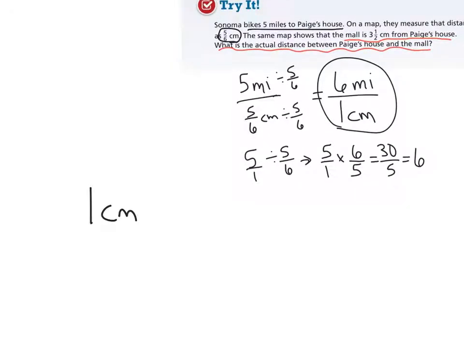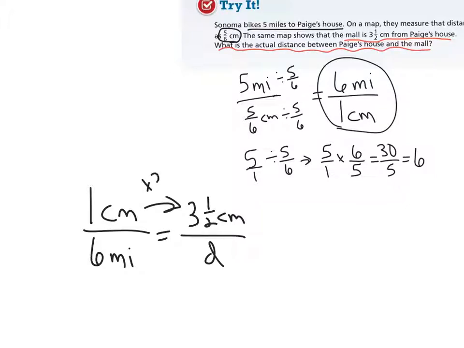So it's up to you. I'm just going to flip-flop those. This is usually how I'll write them when I'm given a nice unit rate like this. And then we're trying to figure out for 3.5 centimeters what that distance is. So to get from 1 to 3.5, we have 3.5 times as much. So we'll take 6 times 3.5.